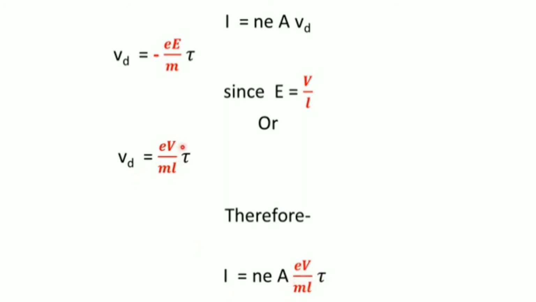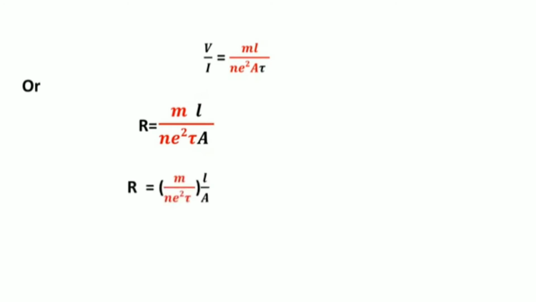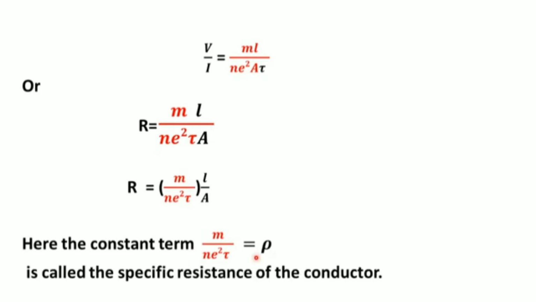So from here we can get V by I. What will you get? V by I is equal to m l by n e square A tau. This is resistance. V by I, the resistance, is equal to m by n e square tau times L by A. The quantity within the bracket is called resistivity or specific resistance of the material of that conductor. This is called specific resistance, m by n e square tau.